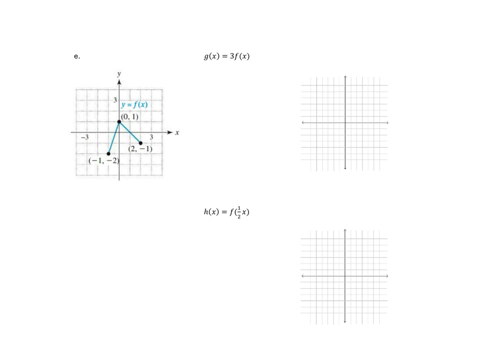So here, when we look at this, we have our 3 on the outside. Remember, this means that it is going to be vertical. We want to multiply by 3, so this is a vertical stretch. We are going to multiply our y's by 3.